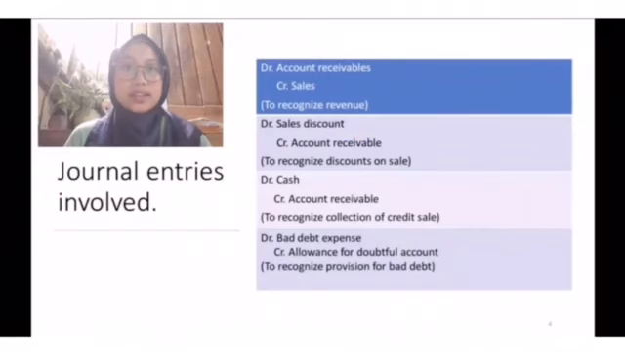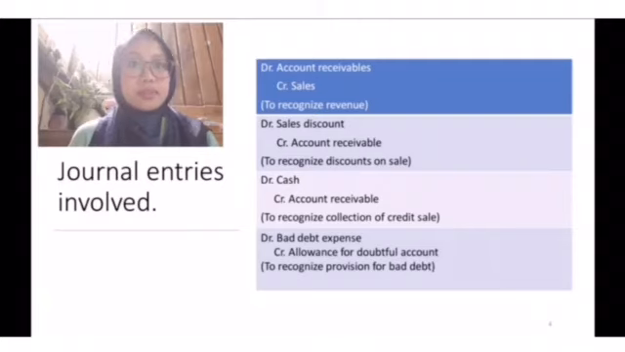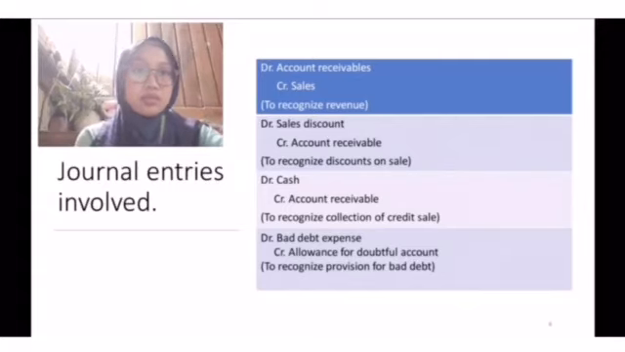Okay, these are the journal entries involved in the revenue case. First, debit account receivables and credit sales to recognize revenue, and then debit sales discount and credit account receivables to recognize discounts on sale, then debit cash and credit account receivable to recognize collection of credit sales, and then debit bad debt expenses and credit allowance for doubtful account to recognize provision for bad debts.